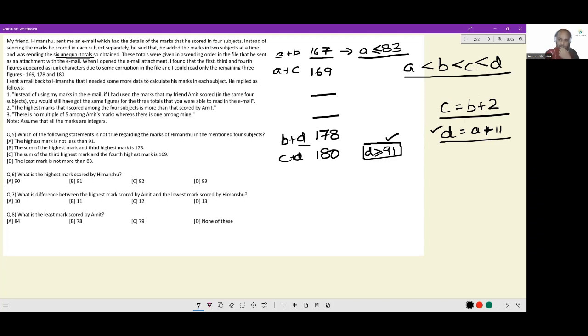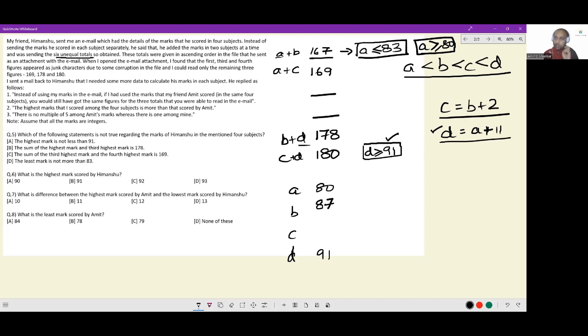A plus 11 has to be at least equal to 91, or A also has to be greater than equal to 80. We know the upper limit for A. A has to be less than equal to 83. And using D is greater than equal to 91 and D is equal to A plus 11, A also has to be greater than equal to 80, which is now wonderful because now see, we have A, B, C, D. Cases if I take A as 80, instantly I get D as 91. This is possible. And because A is 80, B will be 87.